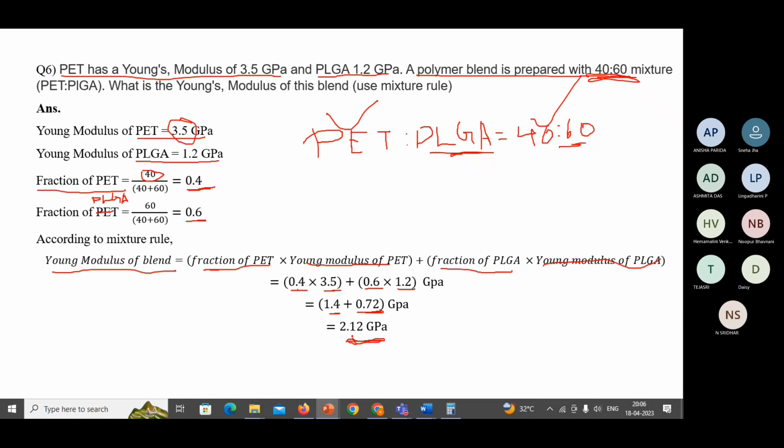Okay. Anyone have any doubt in this question? Anyone have any doubt?